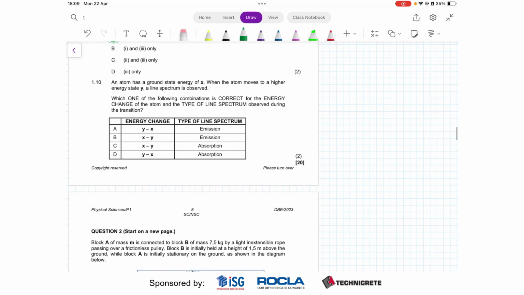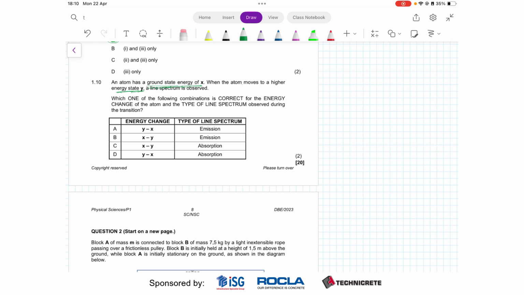And finally, for question 1, an atom has a ground state energy of X. When the atom moves to a higher energy state Y, a line spectrum is observed. Okay, which one of the following combinations is correct for the energy change of the atom and the type of line spectrum observed during the transition? So an atom has a ground state energy of X.